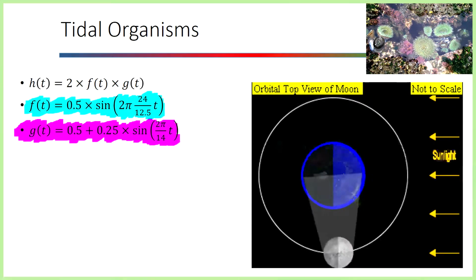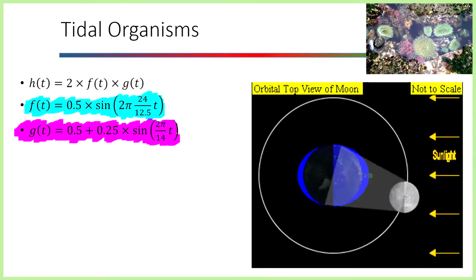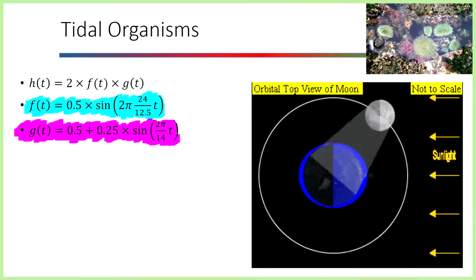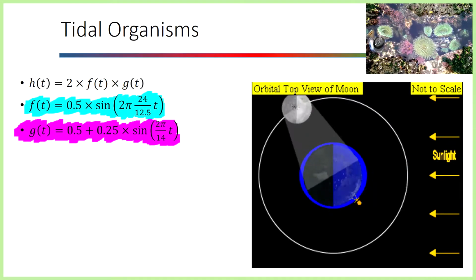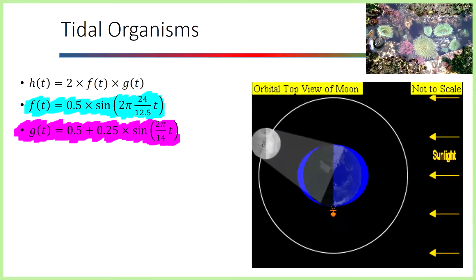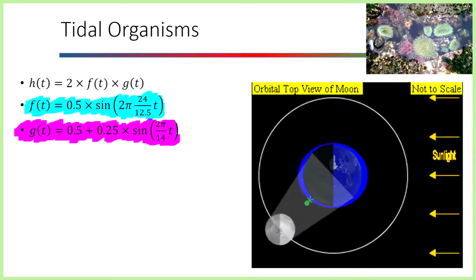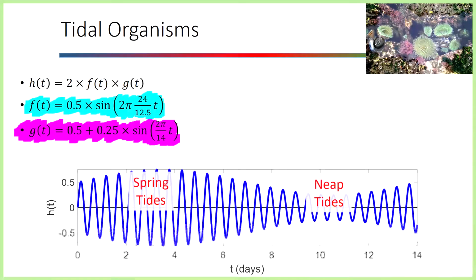It thus depends on the moon's orbit around the Earth. The moon's orbit around the Earth thus affects the amplitude of the tides, and hence this function, g of t, basically goes into the part of the equation where you would normally put a constant value for the amplitude. When we graph h of t, which basically tells us the height of the tides, we see that the tide goes up and down twice per day.